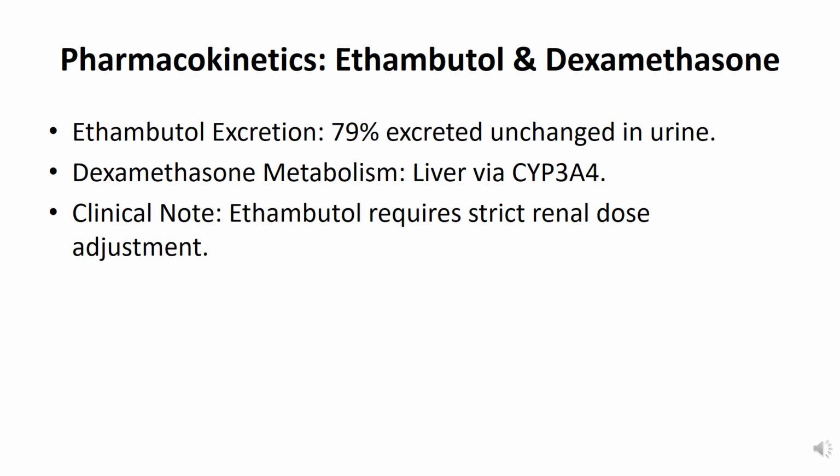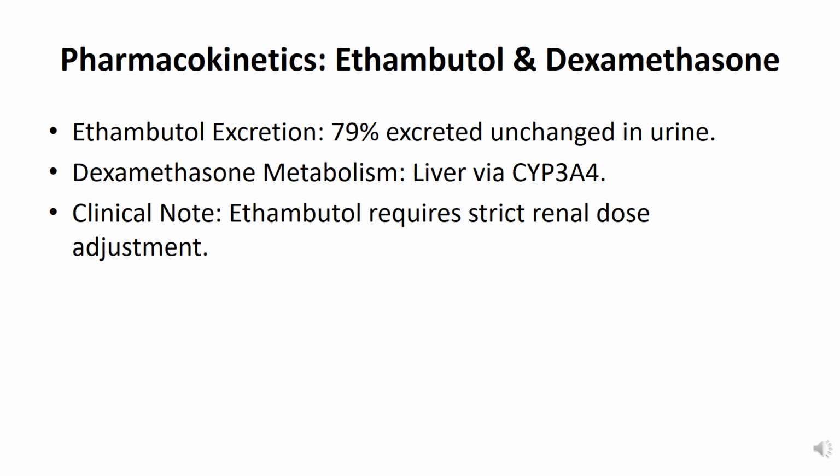An especially important example is rifampicin. Because rifampicin is a potent CYP3A4 inducer, it can increase the metabolism of dexamethasone and reduce its circulating levels. This interaction may decrease the anti-inflammatory effects of corticosteroid therapy if not considered during treatment planning.